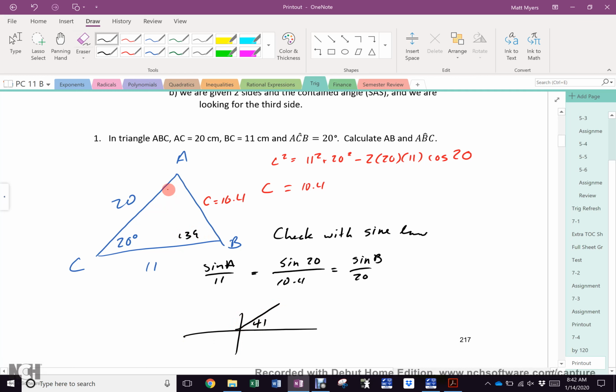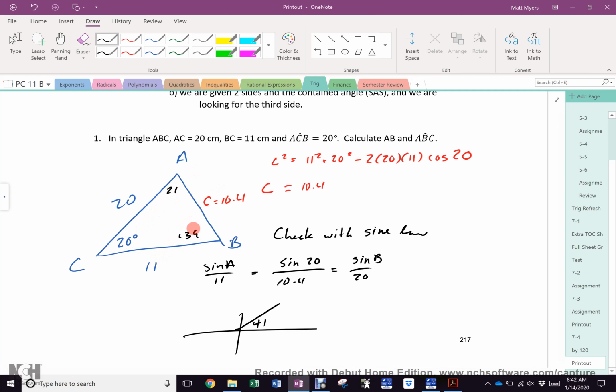Makes this 21, right? Now, does that make sense? These are almost the same angle, which means these sides must be almost the same because it's an isosceles triangle. Does everybody follow me? That's the problem with sine law. That's why we check. But we did it right. Is everybody cool?